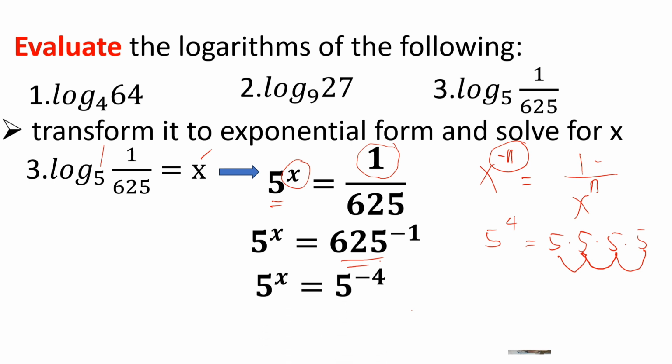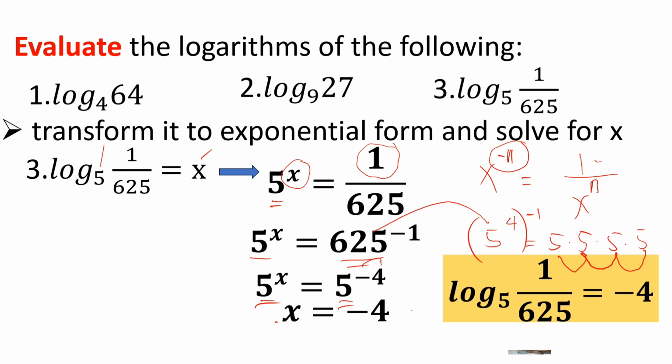So the next step is rewriting 5 to the x. The 625 is 5 to the 4, and there's a negative 1 in there, so that becomes 5 to the negative 4. Since they have a common base already, x is equated to negative 4. So our logarithmic equation is log of 1 over 625 to the base 5 is equal to negative 4.